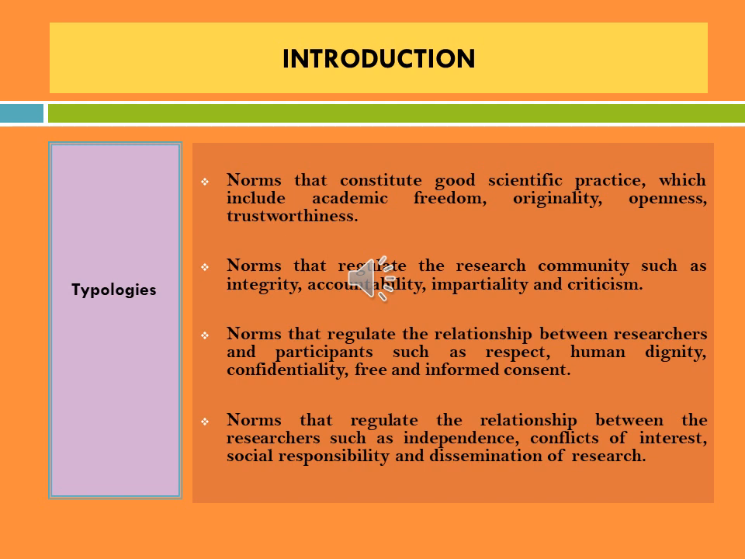Research ethics can be divided into four different types. One are those norms or ethical issues that constitute good scientific practice, and they include those relating to academic freedom, originality, openness, and trustworthiness.